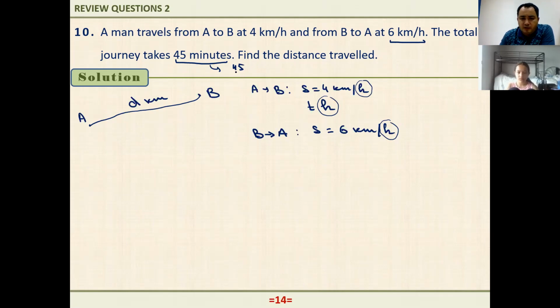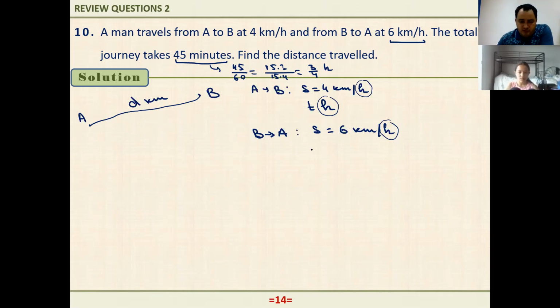Hours to minutes, we should multiply. So we should divide this by 60. If you simplify this, that is 15 times 3. And this thing is 15 times 4. That's equal to 3 over 4 hours. So 45 minutes is 3 over 4 hours.